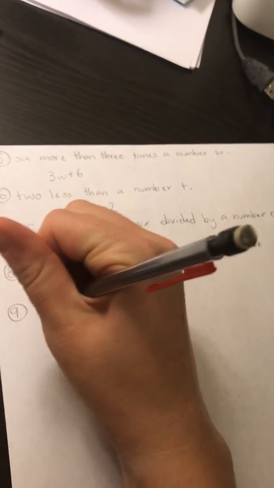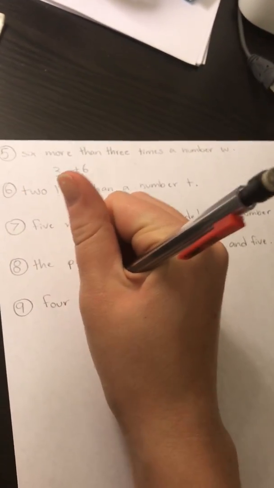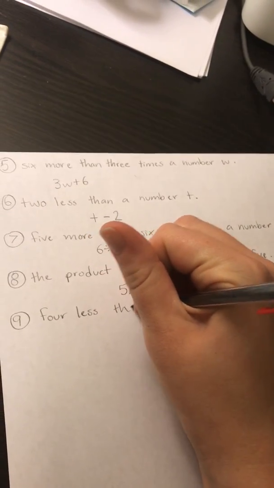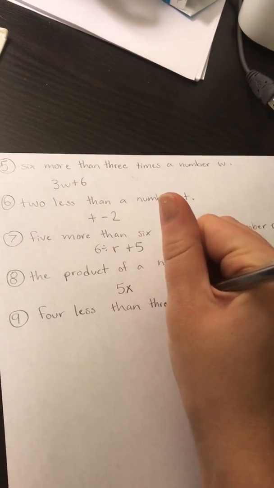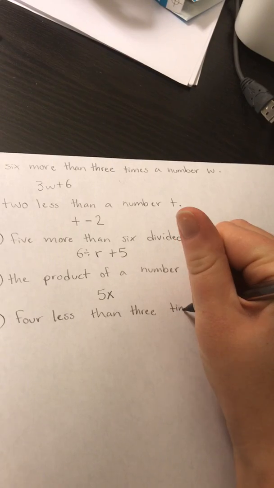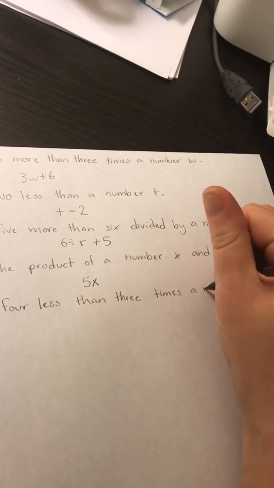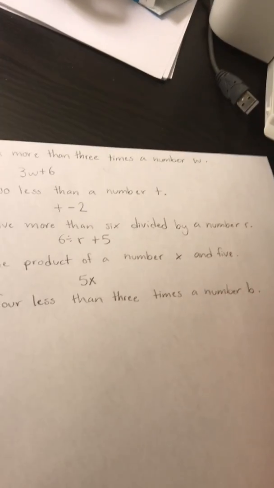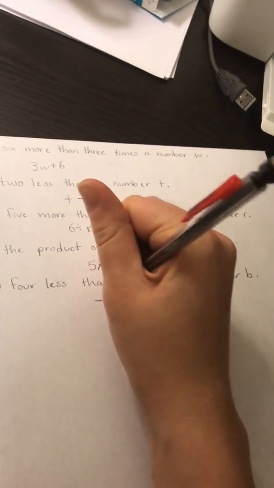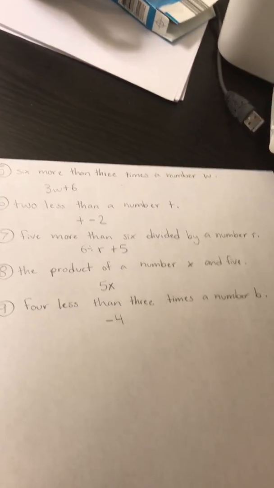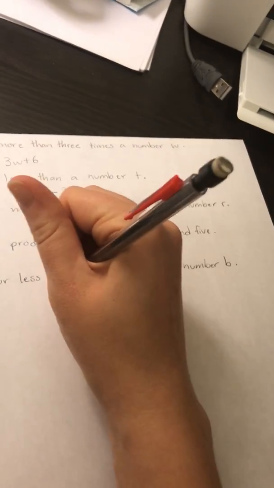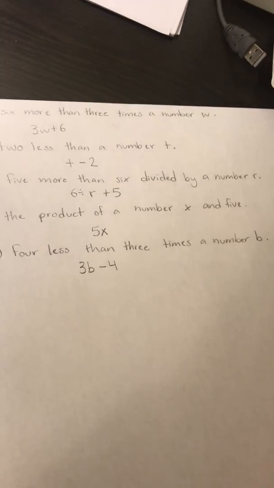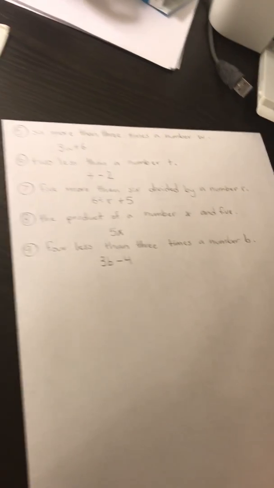9 says 4 less than 3 times a number b. So 4 less, so we know minus 4, then 3 times a number b. So it'll just be 3b minus 4 is the answer to that one.